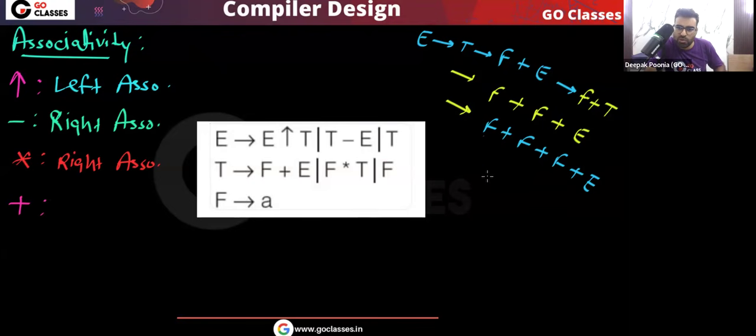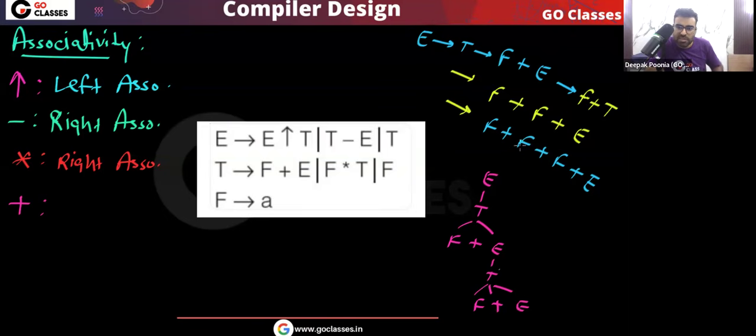Now you can notice that this plus is basically right associative here. Look at the parse tree. In the parse tree, E will go to T, T will go to F plus E, then again this E will go to T, then this T will again go to F plus E. So you can see that this plus is right associative.